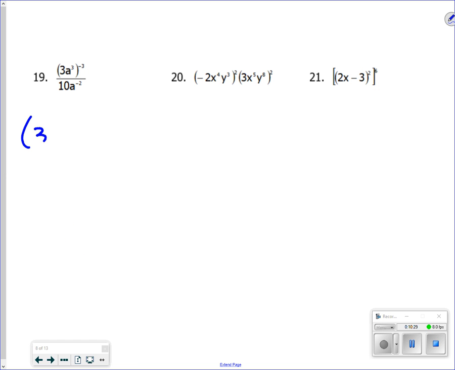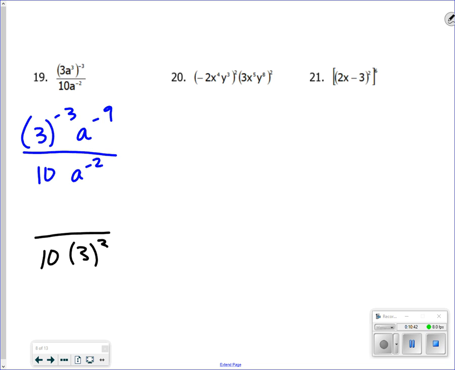Everything in the parentheses raised to the negative power, or raised to the power. Negative exponents need to move. That's basically all I would say to you. If it's a negative exponent on top, I'm going to move it to the bottom. If it's a negative exponent on the bottom, I'm going to move it to the top.